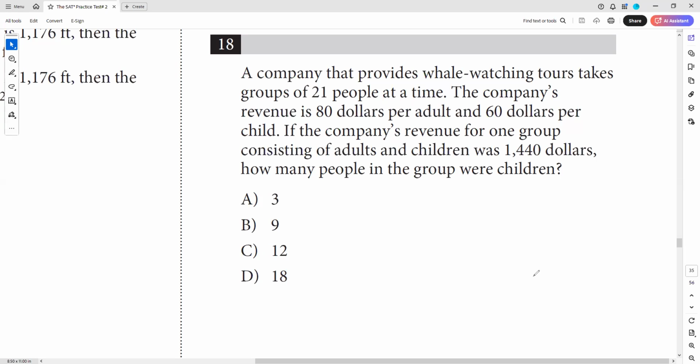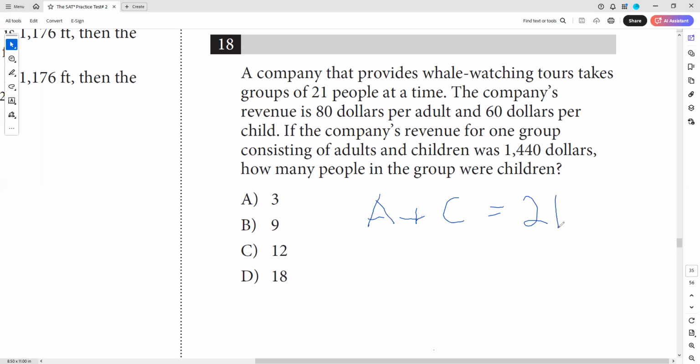So I'm going to say that A is going to be adults, and C, children. We can use X and Y or any variable. So A plus C is equal to 21. So the number of adults and the number of children is 21.